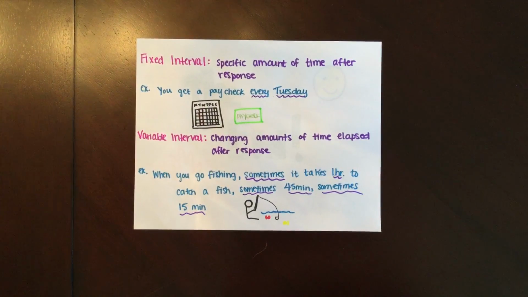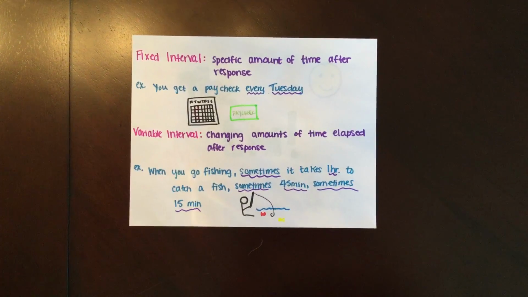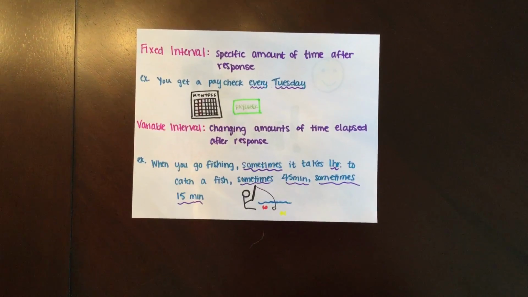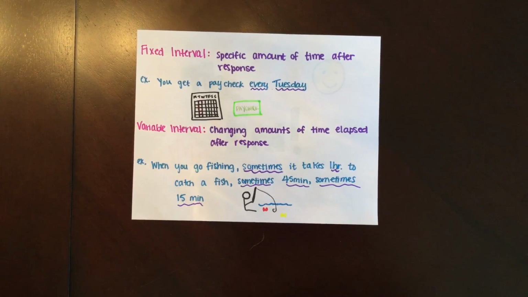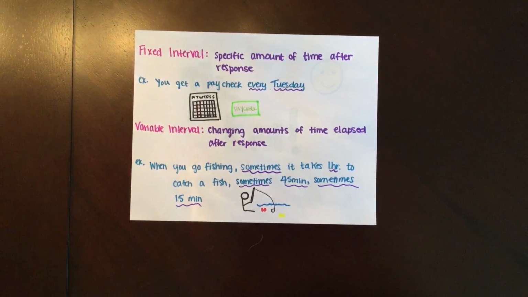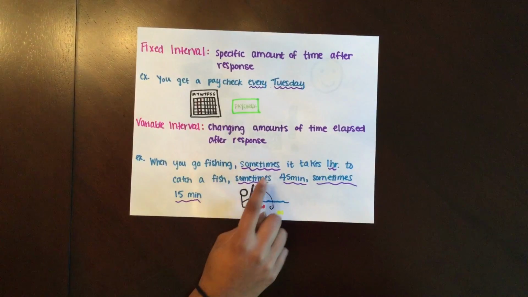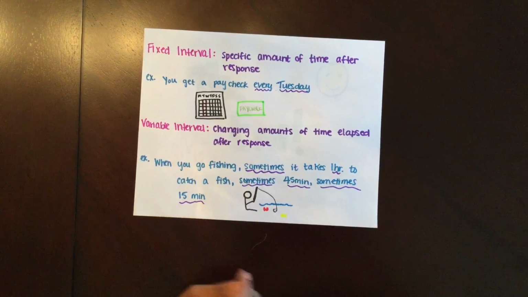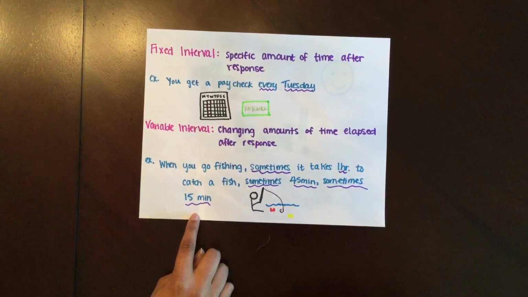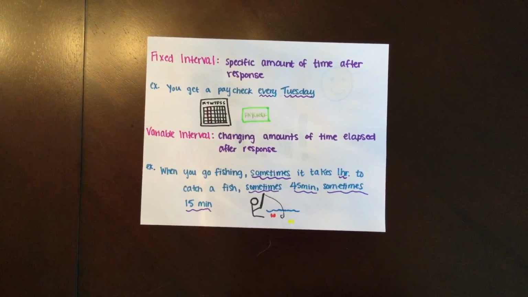A variable interval is when you change the amount of time elapsed after response, such as when you go fishing. Sometimes it takes 1 hour to catch a fish, sometimes 45 minutes, sometimes 15 minutes. The sometimes emphasizes the varied times, and 1 hour, 45 minutes, and 15 minutes emphasizes the interval or time elapsed.